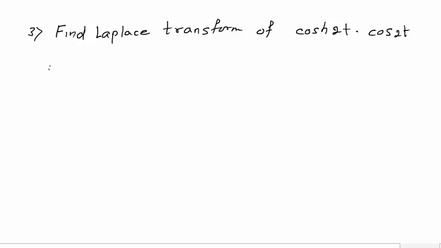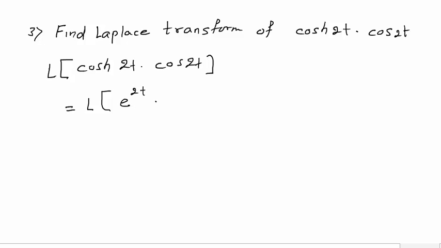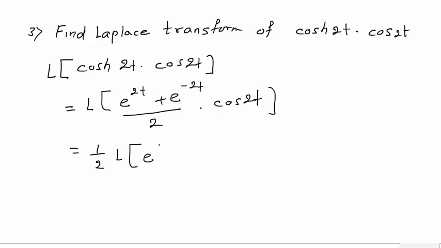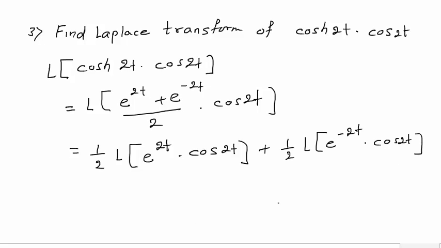So therefore Laplace of cos hyperbolic 2t into cos 2t is nothing but Laplace of e power 2t plus e power minus 2t, whole divided by 2, into cos 2t. This will be equal to 1 by 2. I can take it out: Laplace of e power 2t into cos 2t plus 1 upon 2 Laplace of e power minus 2t into cos 2t. This will be equal to 1 upon 2.